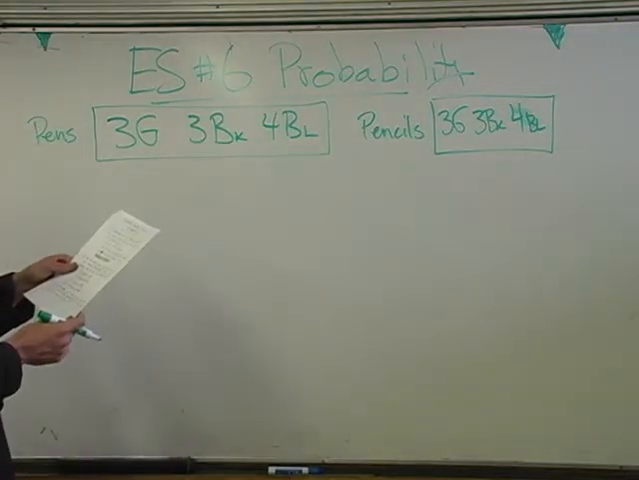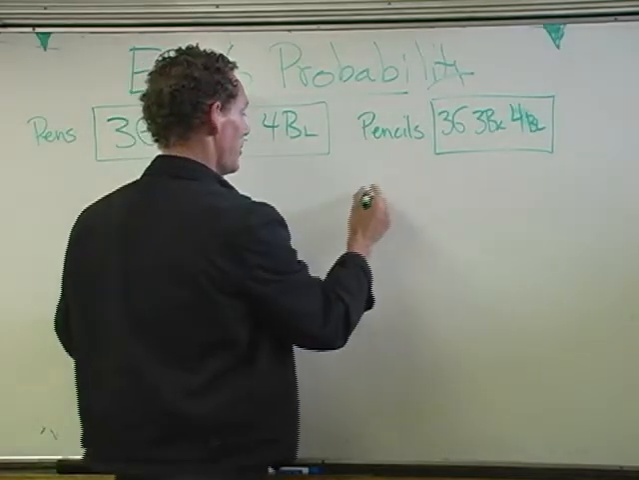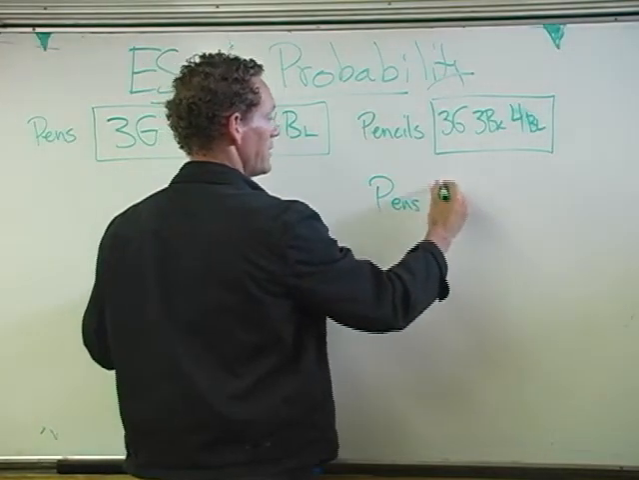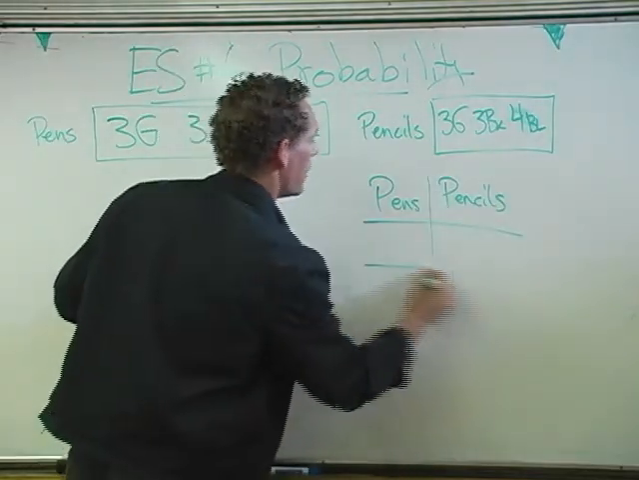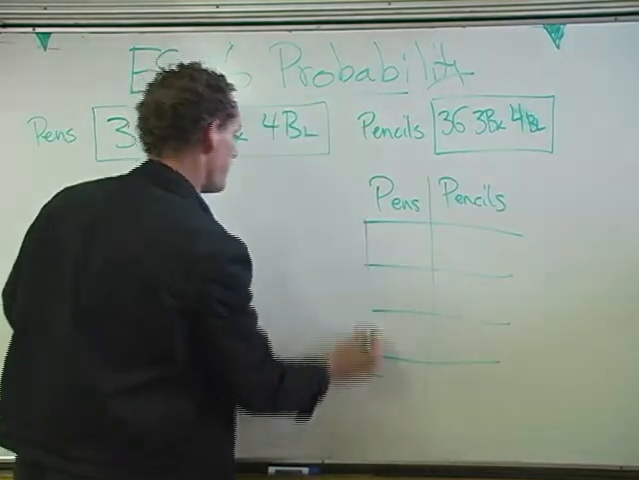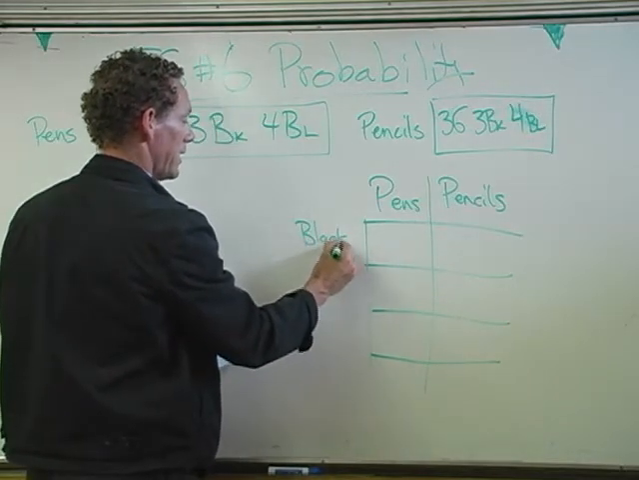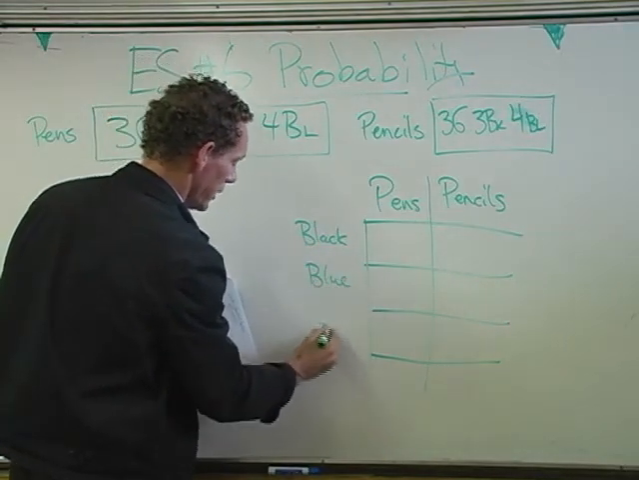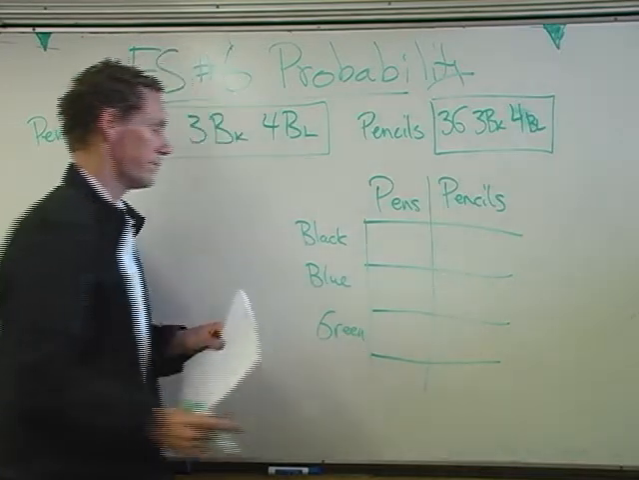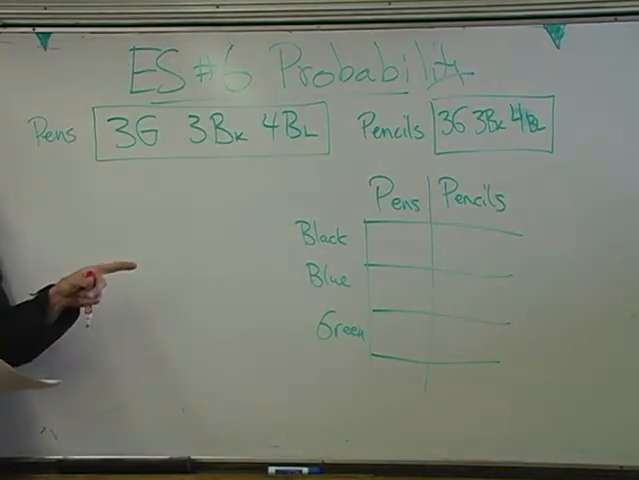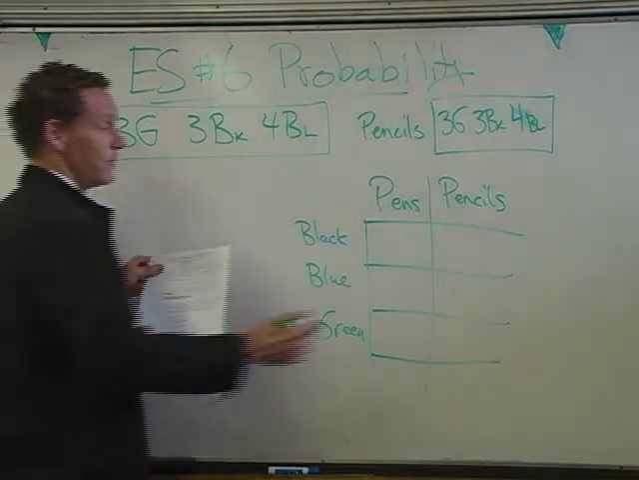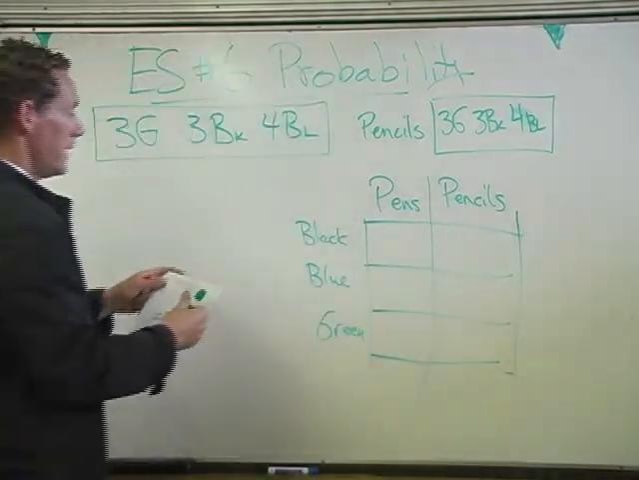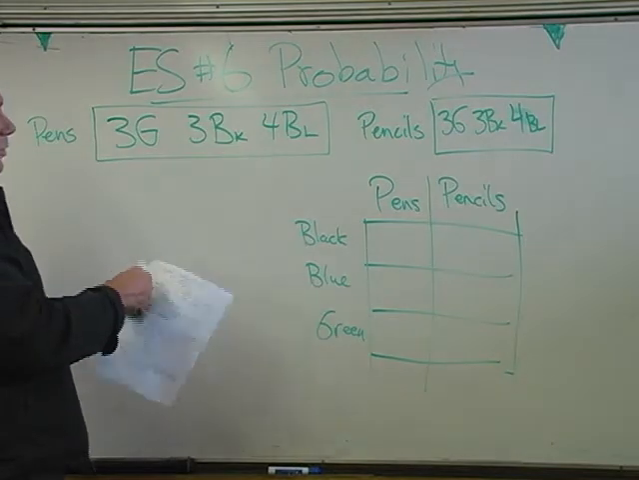Should we make a table? All right. Let's make a table. So we have pens, we have pencils, and we have black, blue, green. This is similar to, we've done a couple examples in class of boys, girls, juniors, seniors, sophomores, and freshmen. And when we write the numbers in, we're gonna have some totals.